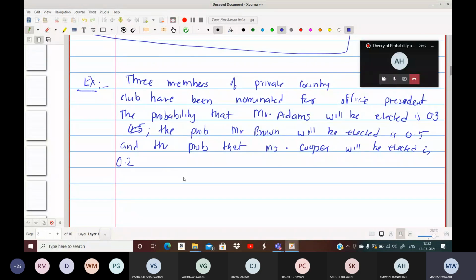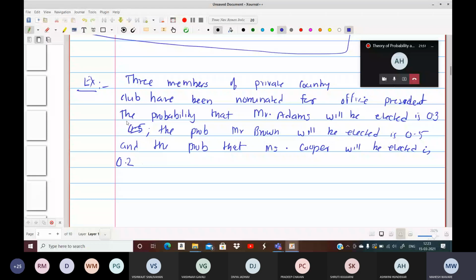Okay, you can easily observe the sum of these three. Call event B1 Mr. Adams will be elected, event B2 Mr. Brown will be elected, and event B3 Ms. Cooper will be elected as president. The election of these three persons is mutually exclusive, so they constitute a partition, because the sum 0.3 plus 0.5 plus 0.2 gives 1. So the three events B1, B2, B3 will constitute the partition.